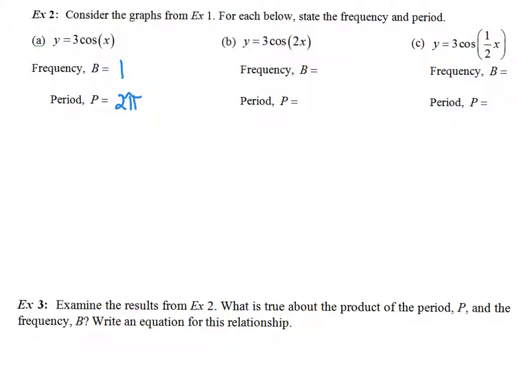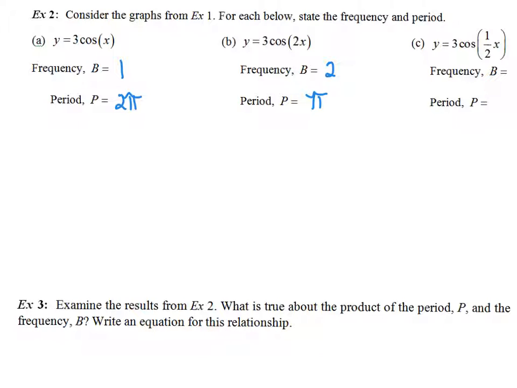For the second graph that we drew, the one that was in blue, the frequency is 2, and again that also corresponds to the coefficient of x, but the period turned out to be just pi. So I was able to fit one complete cosine curve between 0 and pi. Every single interval that was pi wide, I could fit in one complete cosine curve.